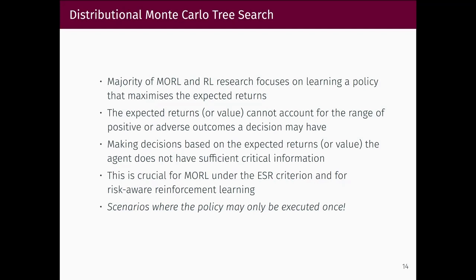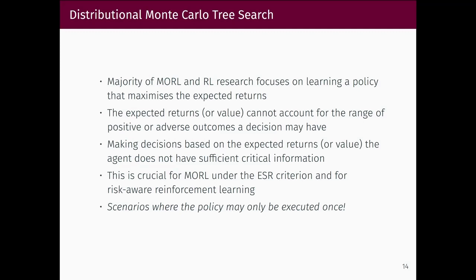And that brings us on to our algorithm, distributional Monte Carlo tree search. So as we've already stated in the introduction and throughout, the majority of multi-objective RL and RL research focuses on learning a policy that maximizes the expected returns. But our key insight here is that the expected returns cannot account for the range of positive or adverse outcomes a decision may have.